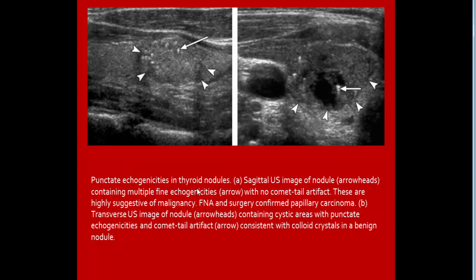Punctate echogenicity in the thyroid nodule, as we see here: multiple fine echogenic foci with no comet tail artifact in this image, and this is confirmed as papillary carcinoma. Here, what's the difference? We see cystic areas with punctate echogenicity and the comet tail artifact, and this is a sign of colloid crystals in a benign nodule. Here, no comet tail artifact. Here, comet tail artifact. This is papillary carcinoma with no comet tail, and colloid crystal, colloid nodule, with comet tail.